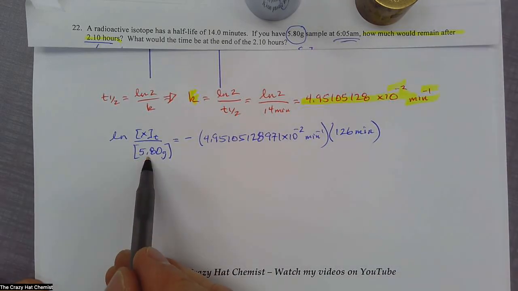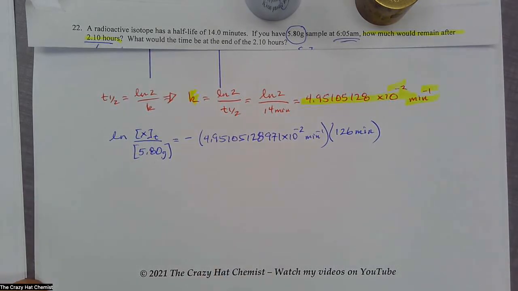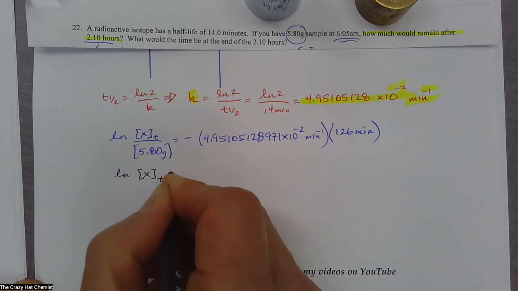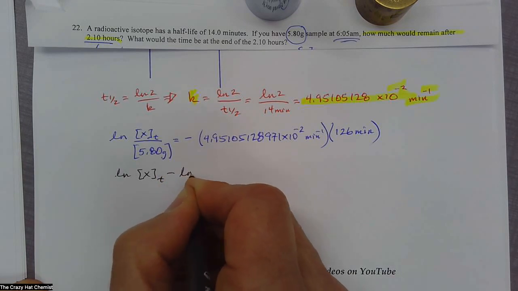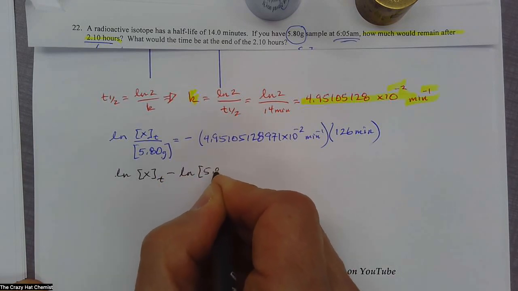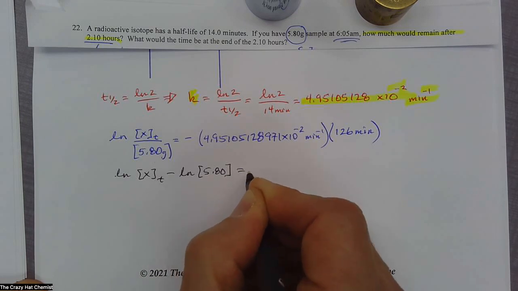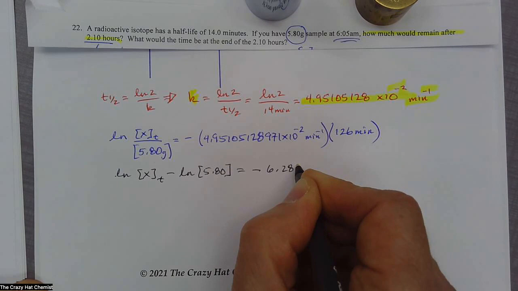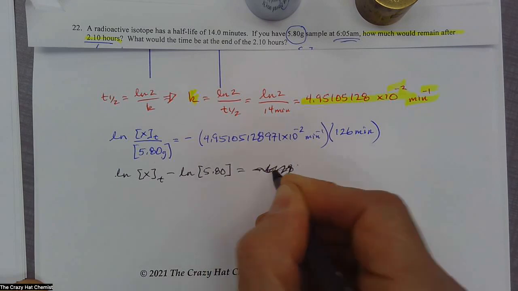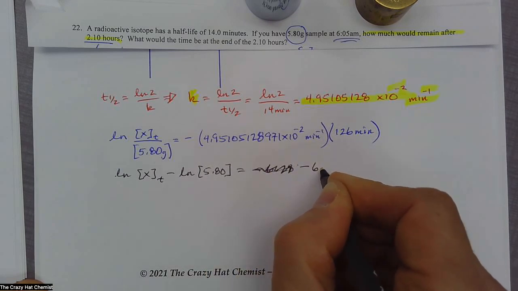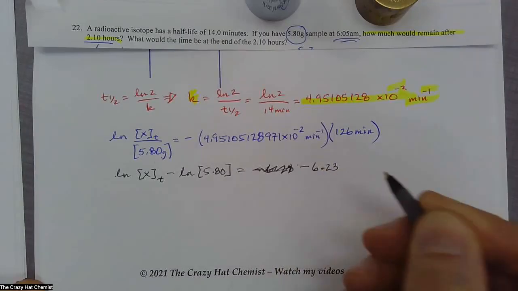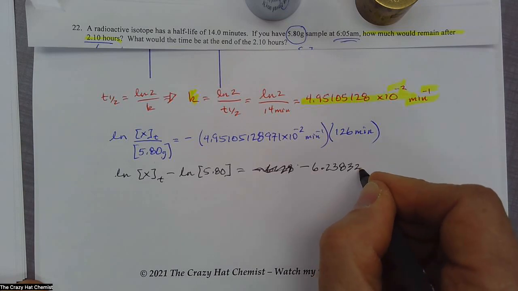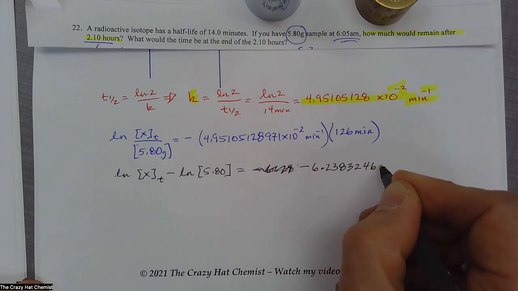Now we need to break this up into our two respective parts. So we're going to have natural log of x sub t minus natural log of 5.80 is equal to negative 6.23832462503. If I can write down what I say, that would be good.